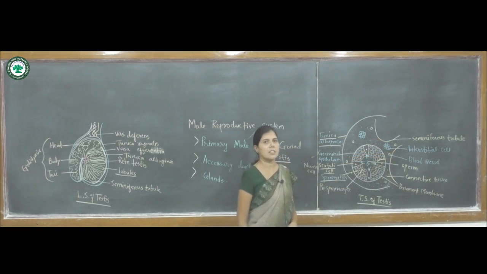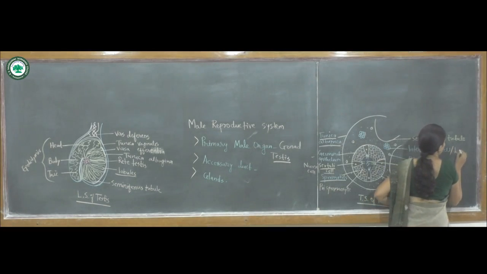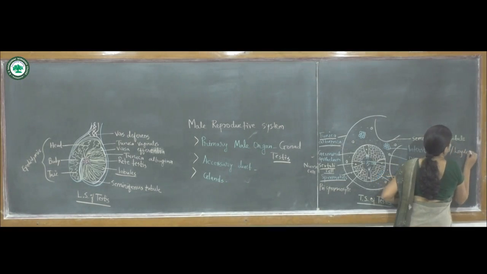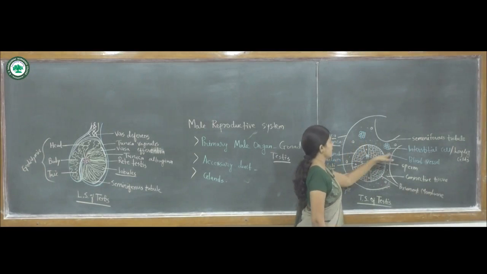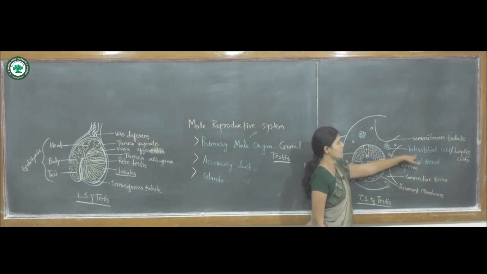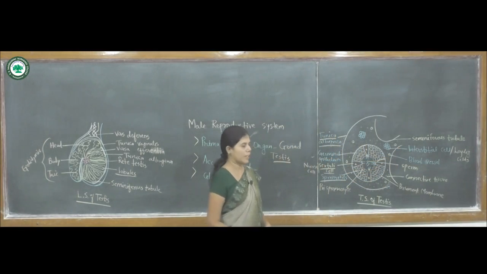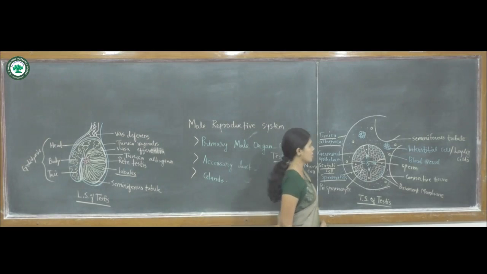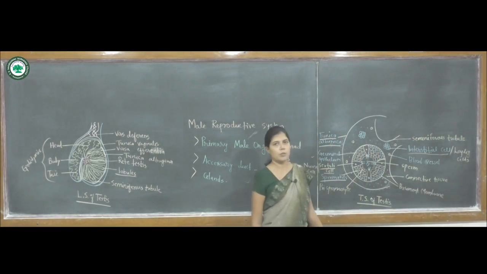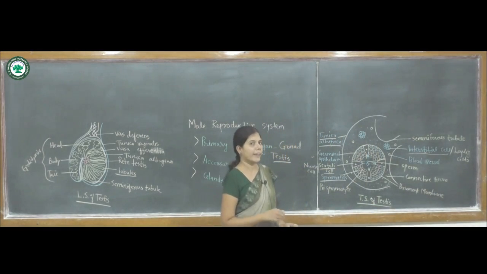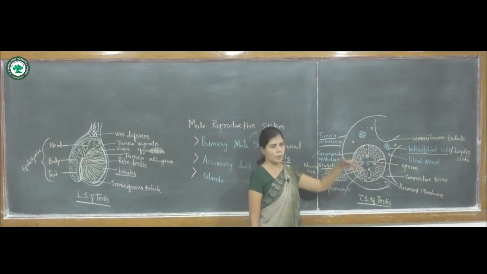The interstitial cells are also known as the Leydig cells, or cells of Leydig. This small group of cells secretes the male sex hormone, that is testosterone or androgen. Means the function of the interstitial cells is to produce the male hormone testosterone, and it helps in the process of gametogenesis, or spermatogenesis.